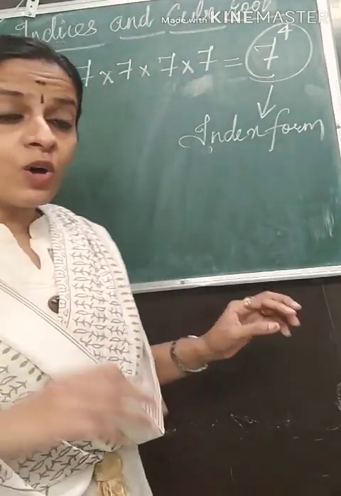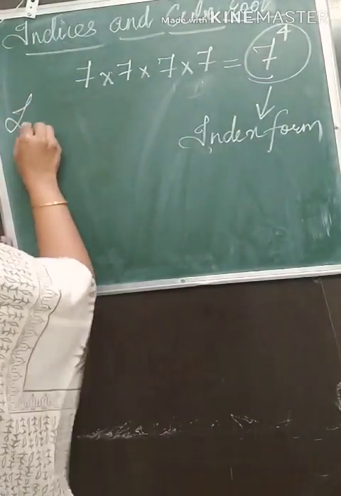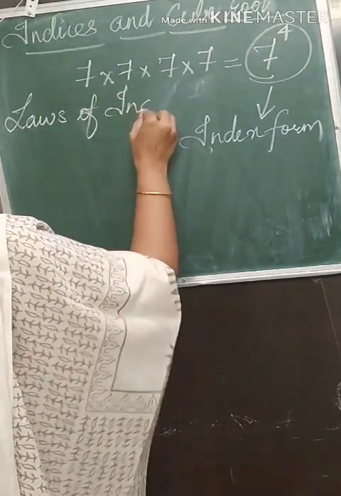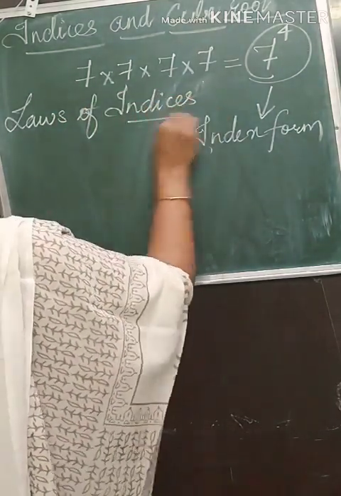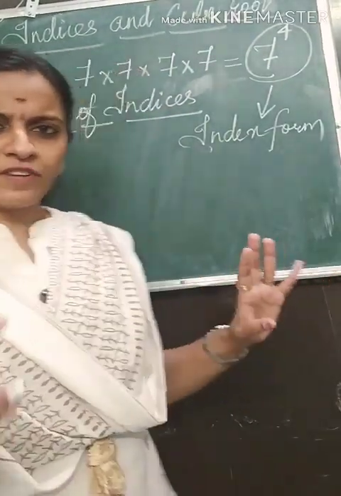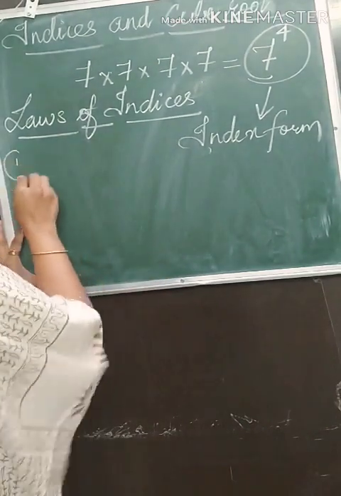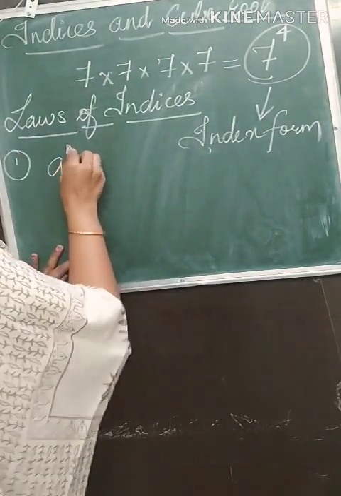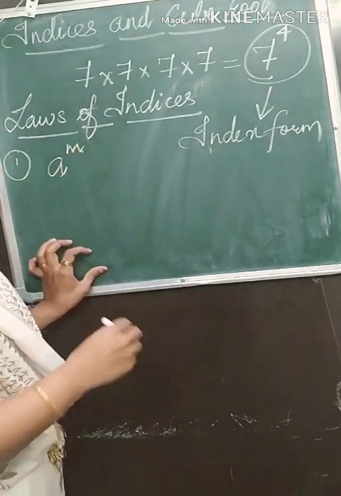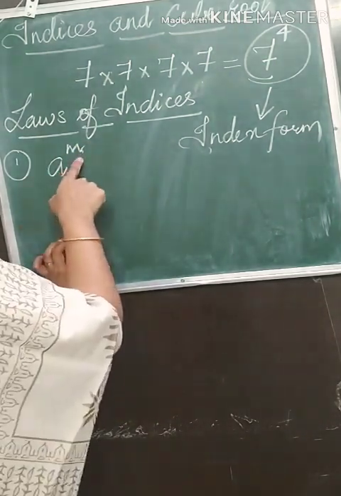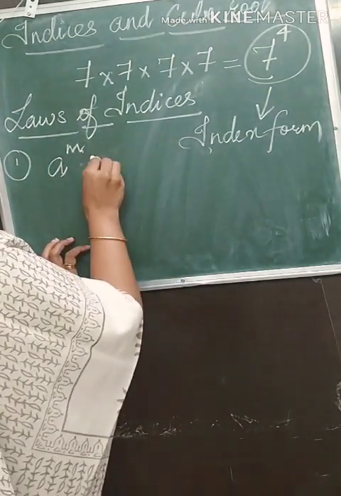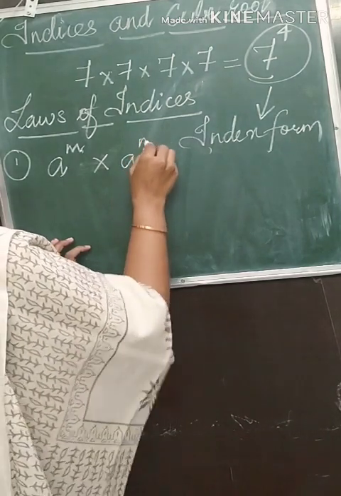We will learn the laws of indices. Give the subheading as laws of indices. Laws of indices. Very simple. The first law goes this way. That is, if you have a raised to m, here a is the base and m is the index. A raised to m into a raised to n.